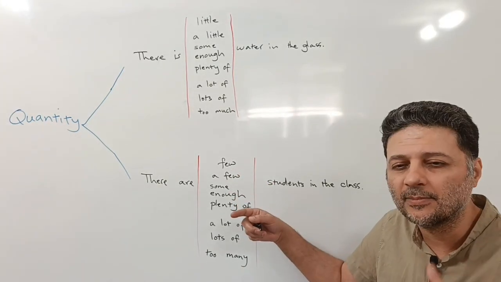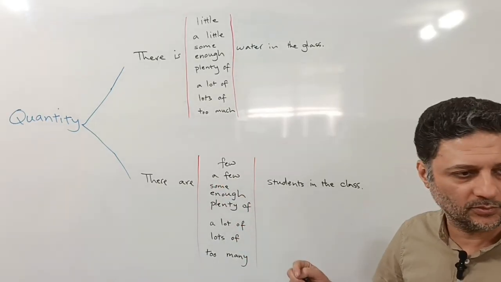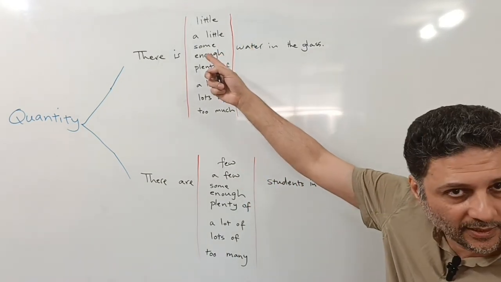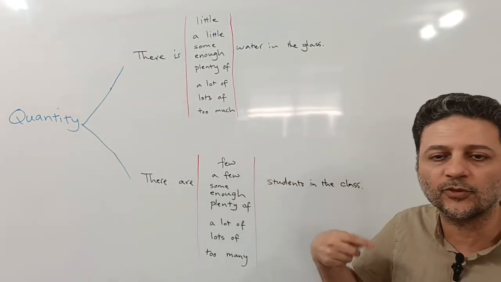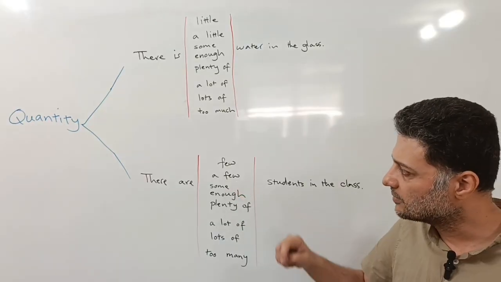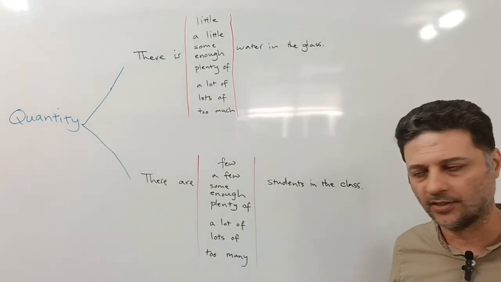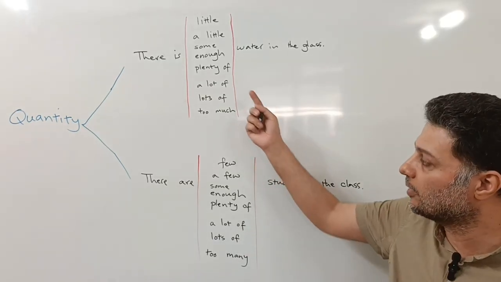And then when it becomes a little bit more than few, there are a few. That's the difference between few and a few, just like the difference between little and a little, right? So a few is more positive than few. Few is negative, just like little, which is negative, all right? And after that, there are some students in the class, which is a neutral quantifier. We don't know how many here, how many, not how much.